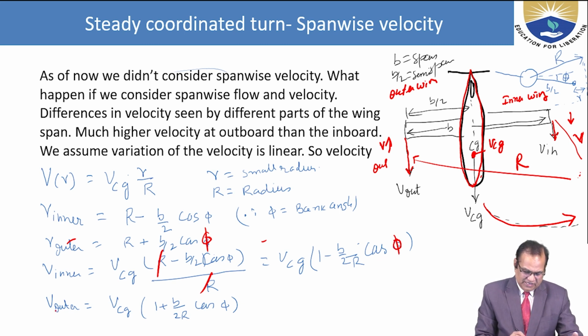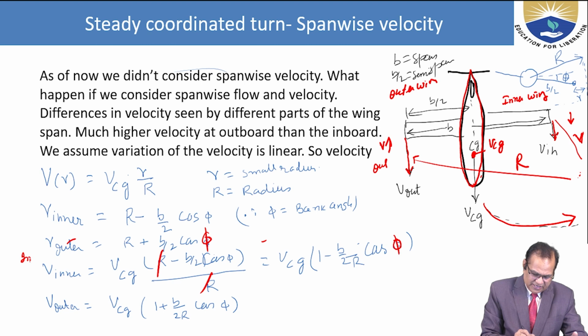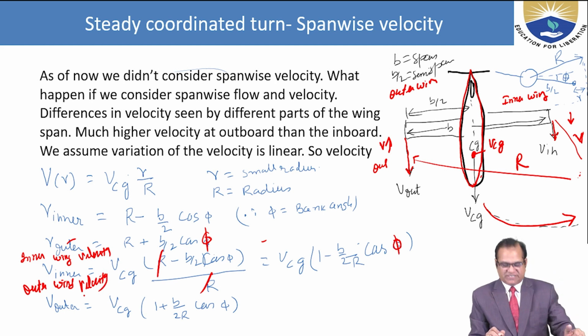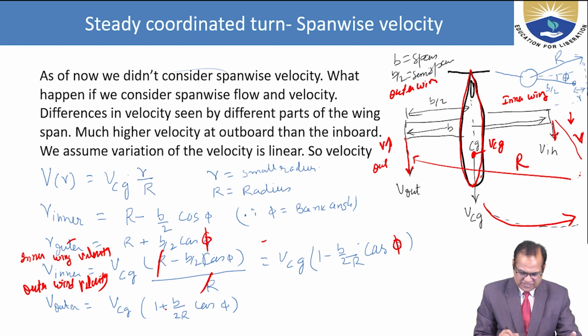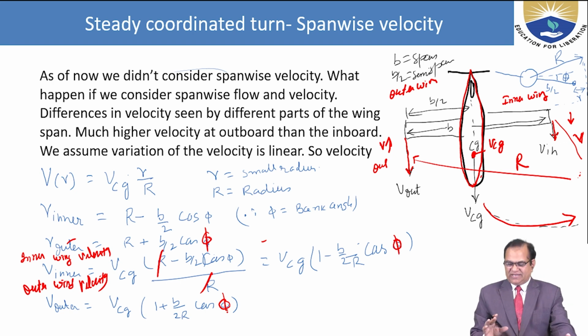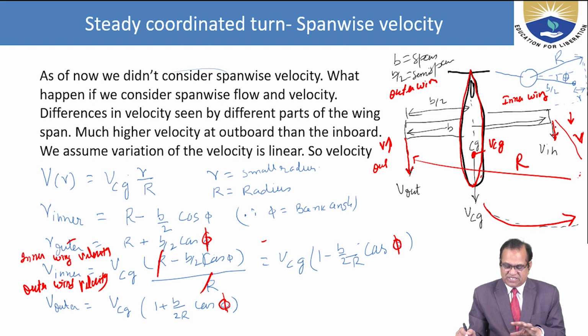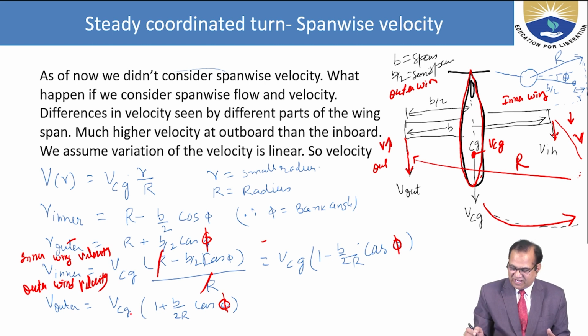In the same way, this is the inner wing velocity and this is the outer wing velocity. So the inner wing velocity, and the outer wing v outer is equal to v CG times 1 plus b by 2R cos phi. So we got these two velocities and we can understand that one is a plus from the CG, another is the minus from the CG. The inner wing will have less velocity, and how much less? It is b by 2R cos phi. And the outer wing will have the additional velocity, which is 1 plus b by 2R cos phi.